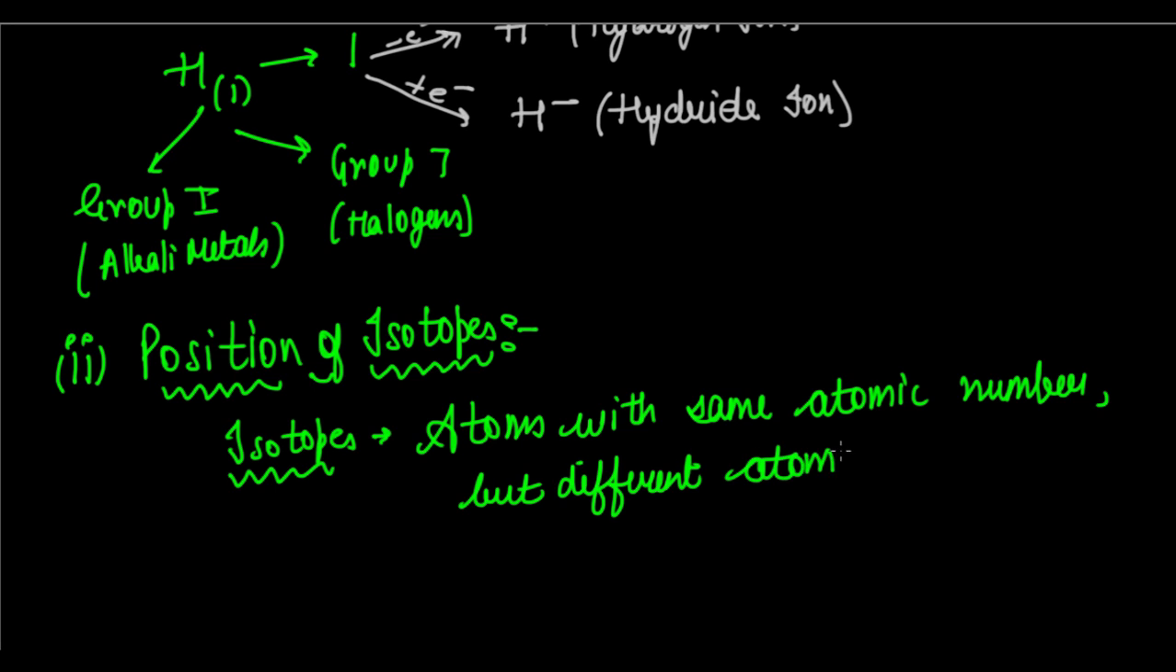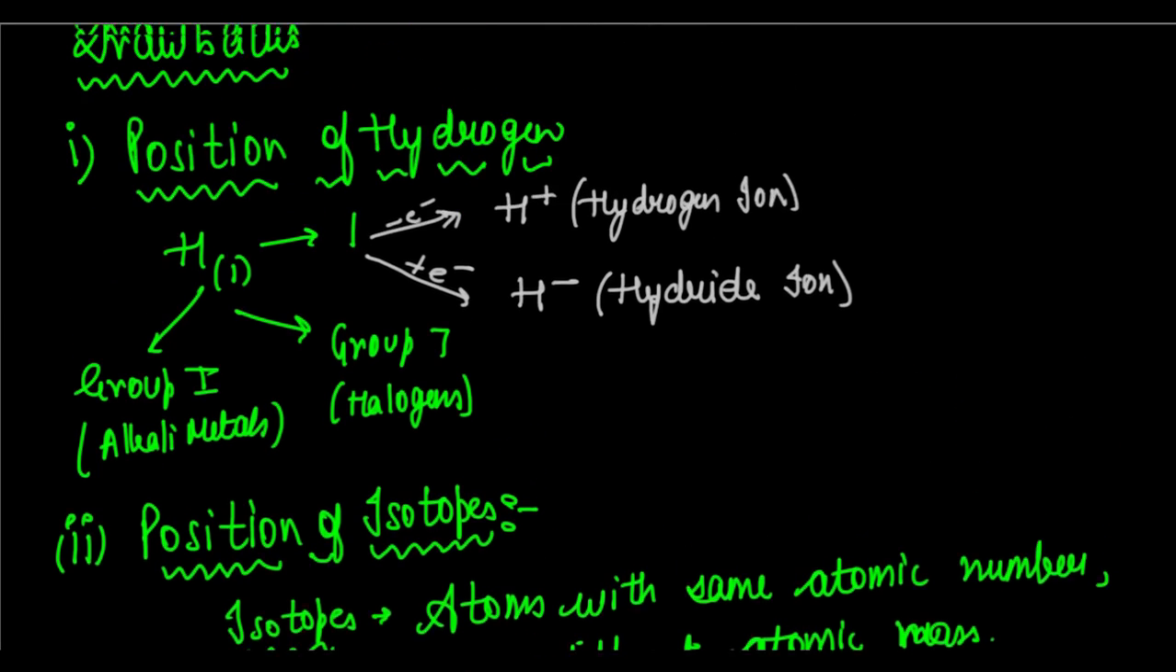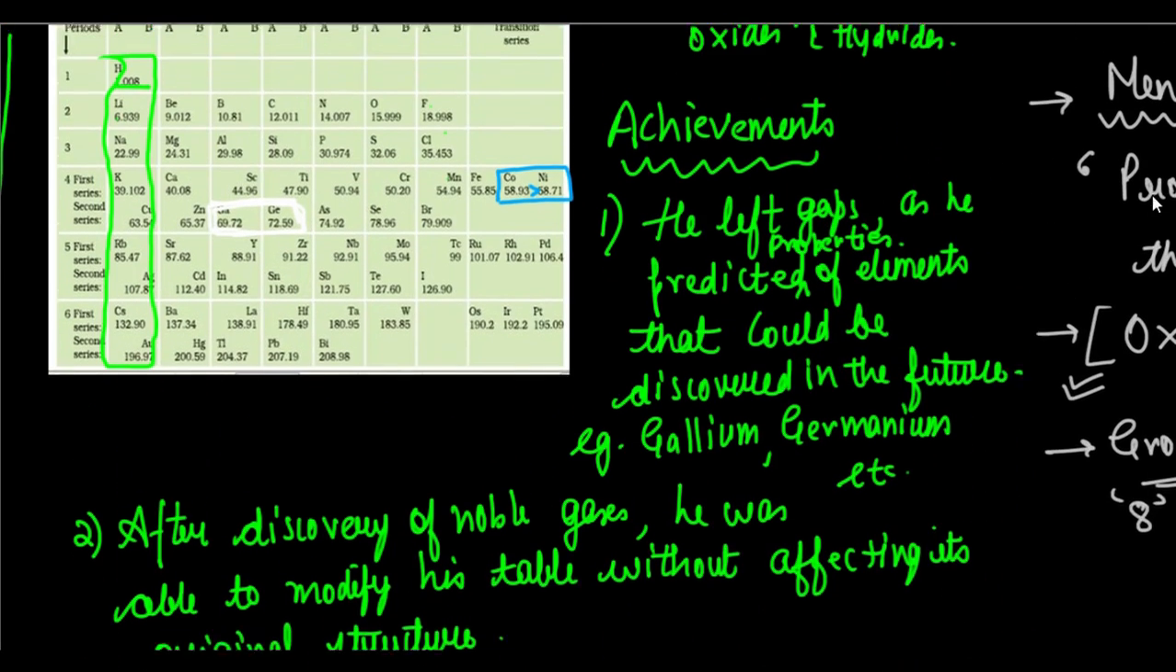Now, you know that Mendeleev's table was based on atomic mass. Now, isotopes are those atoms which have different atomic masses, although they have the same atomic number. So, for example, carbon 12, carbon 13, carbon 14. Right? Now, all three are isotopes, but they have different masses. So, if you see here, all three are carbon, but they have different masses. But Mendeleev's table was based on mass, right?